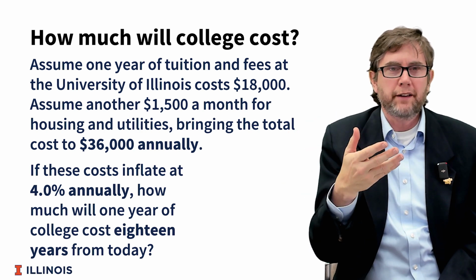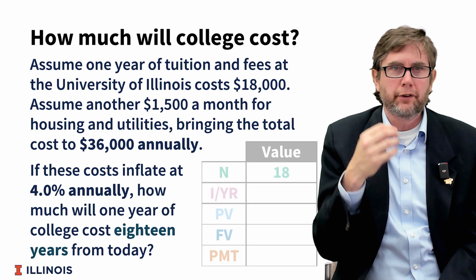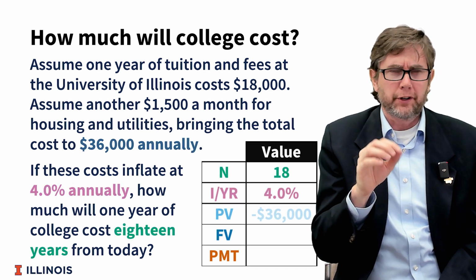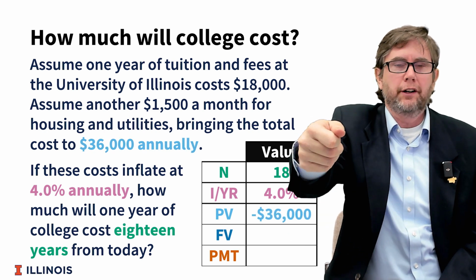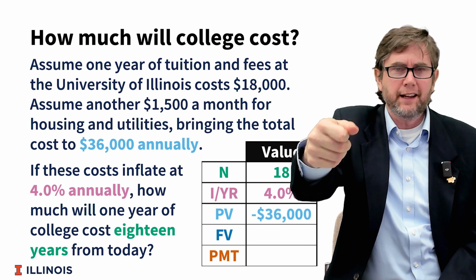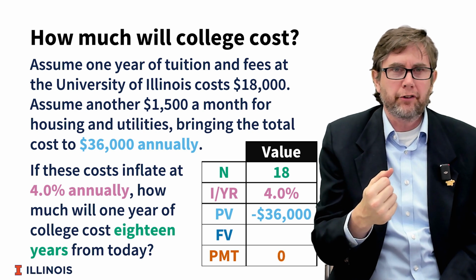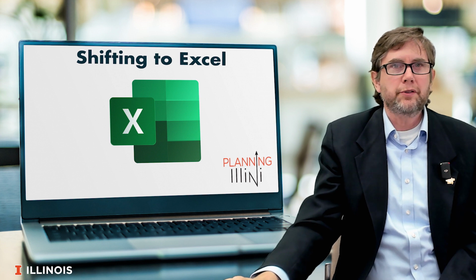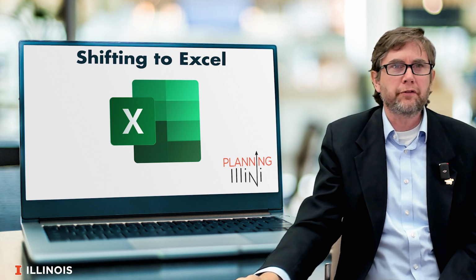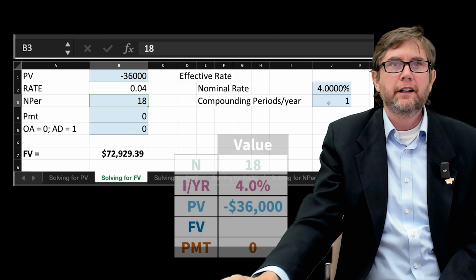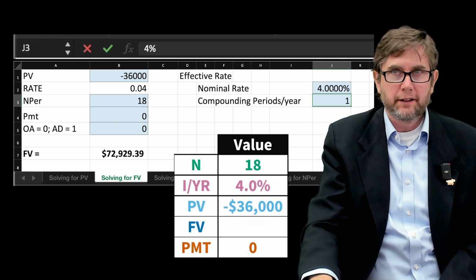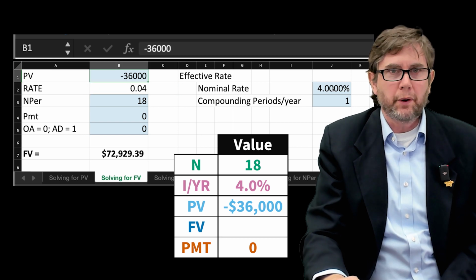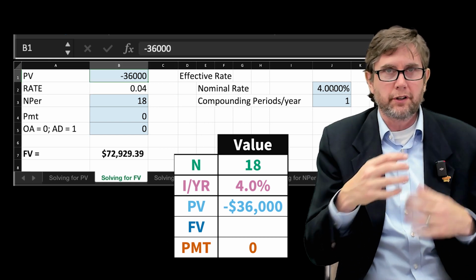Well, we can use our time value of money calculations and go ahead and solve this. We know that 18 is the number of years, 4 is that inflation rate, negative 36,000 is what I would pay for a year of tuition and fees and housing today. Leave payments at 0 for now, and find the future value. Okay, we can hop over to Excel, go to our future value calculator, and plug this in. We have 4 as the annual inflation rate. Negative 36,000 is what we pay for room and board and tuition and fees.